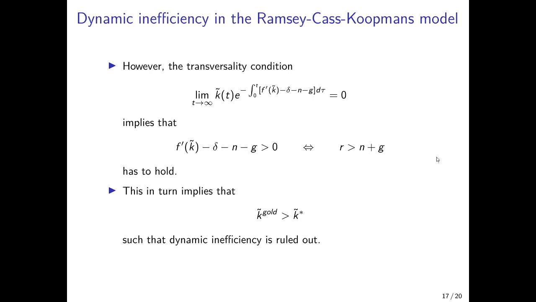This in turn implies that the capital stock per unit of effective labor at the steady state will always be lower than the golden rule capital stock per unit of effective labor, because the marginal product of capital is higher than n plus g. And this rules out dynamic inefficiency in the Ramsey-Cass-Koopmans model.